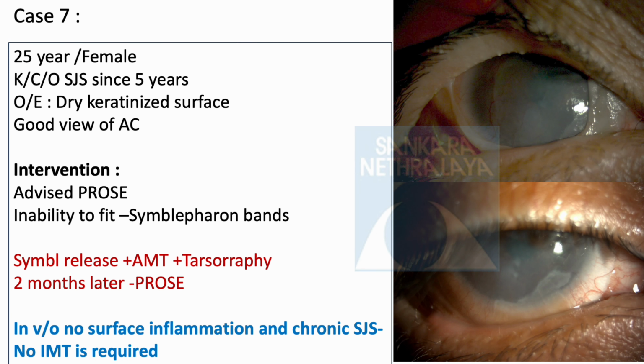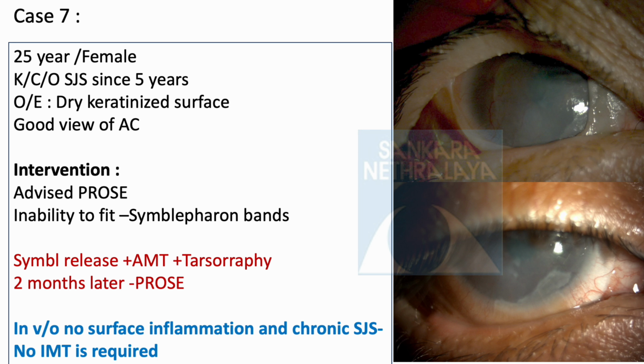The next is a case of Stevens-Johnson syndrome in a 25-year-old female who presented to us with a dry keratinized surface. However, there was a good view of the anterior chamber. Her best corrected visual acuity was only finger counting, which improved to 6/24 with a PROSE trial. However, they were not able to fit the PROSE well because of the symblepharon bands, and so we decided to go ahead to release the symblepharon.